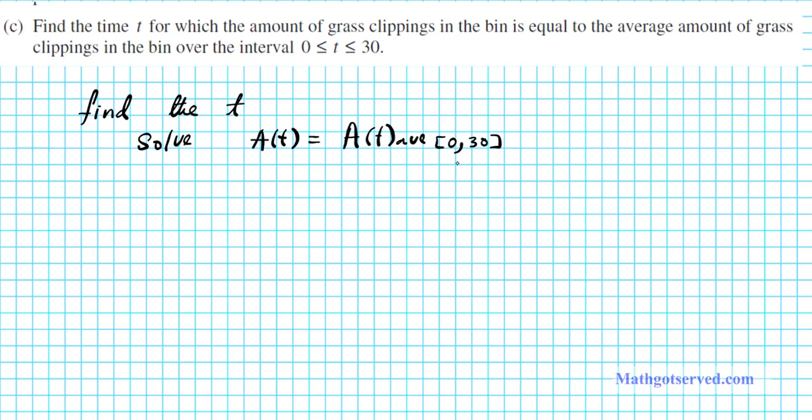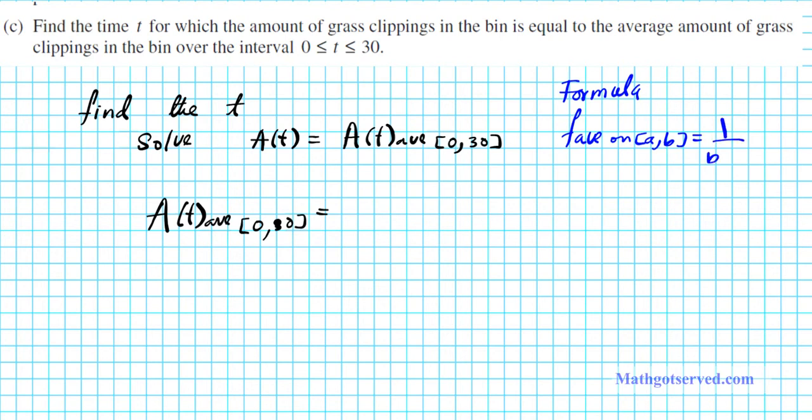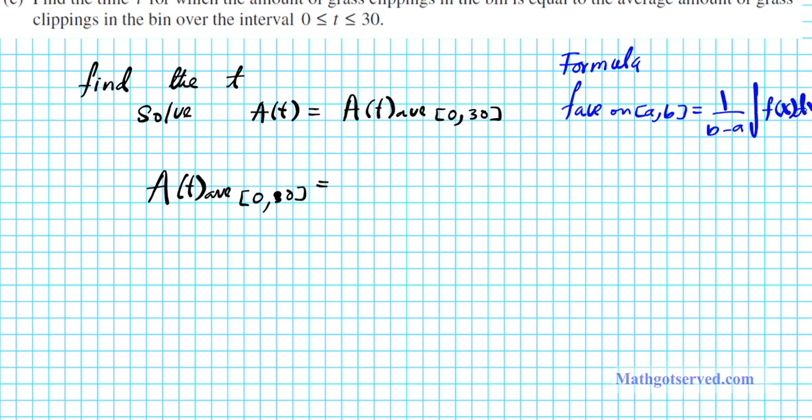All right, so first thing we want to do is find the average value, and then set it equal to the original function, and then solve that for the t that makes the amount of the function equal to the average value. Okay, so let's find average value first. So A of t average on 0 to 30, what is that? Let's review what the formula is first of all. The formula for f average on an interval a, b is basically 1 over b minus a times the integral of f of x dx. Okay, so that's what f average is.